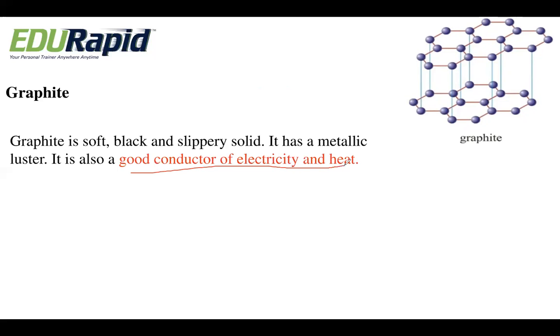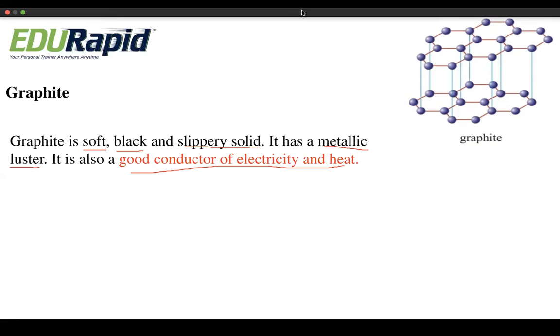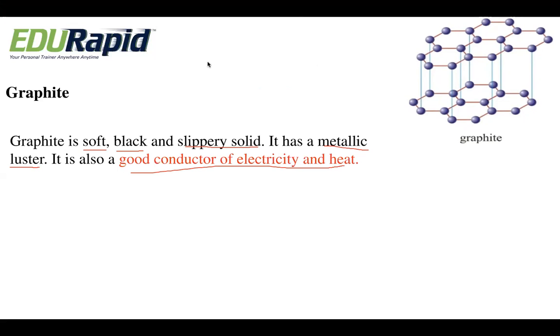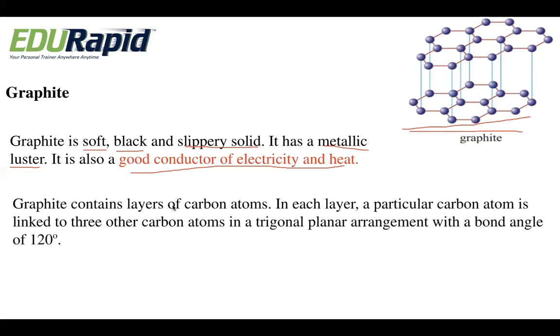So what is graphite? Texturally, it is very soft, black, and slippery. It is solid in nature. It has a metallic luster, which means it is shining, and it is a good conductor of heat and electricity. Now, at the right side, you have the structure of graphite, right? So let us study how the structure of graphite is.